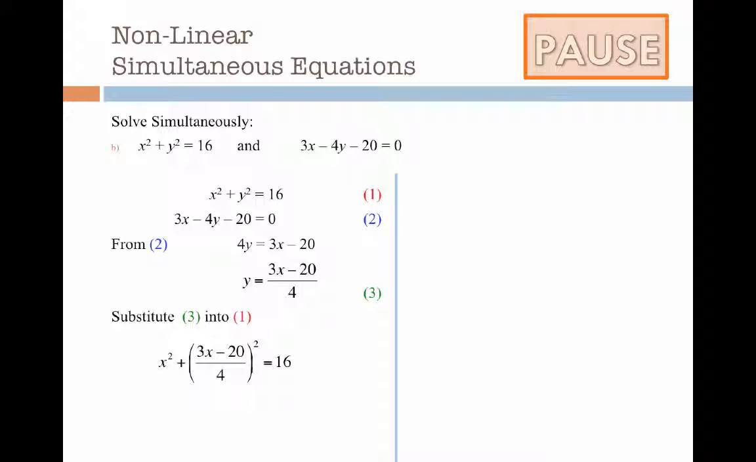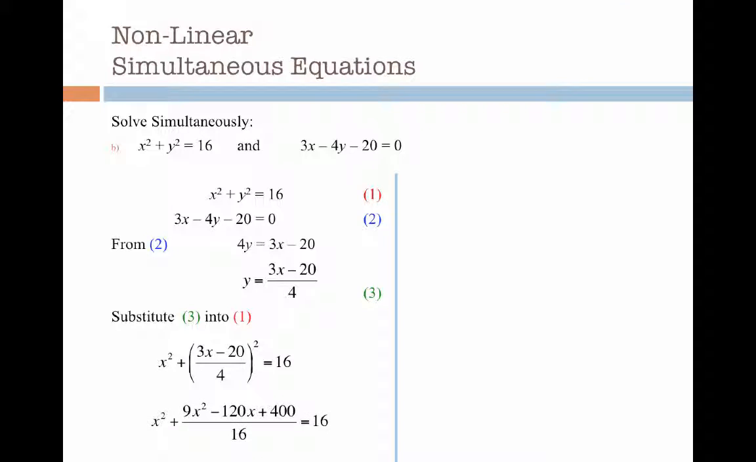Okay. If you did it correctly, then the first step would have been to expand that bracket by squaring both the numerator and the denominator. If you expand the numerator and the denominator, you should get an equation that looks like this: x squared plus (9x squared minus 120x plus 400) all over 16 equals 16. Now at any point in this working out, why don't you try and pause the video and see if you can go on to the next couple of steps yourself.